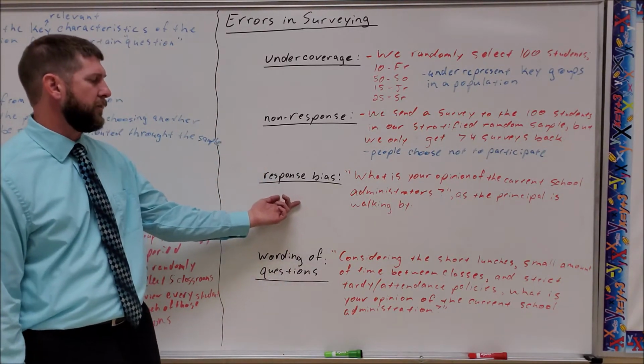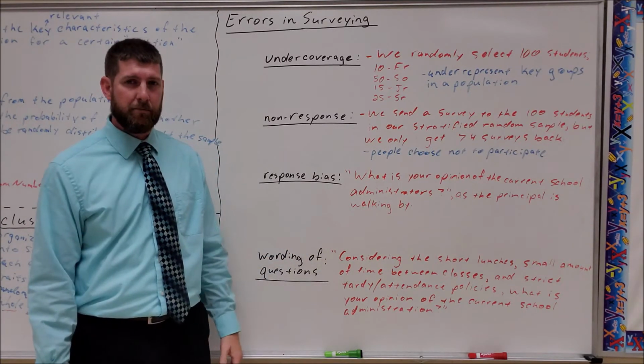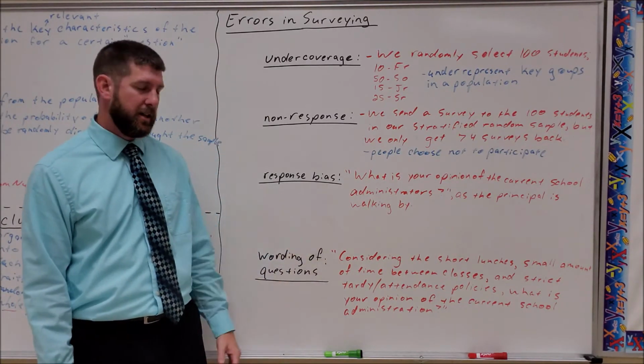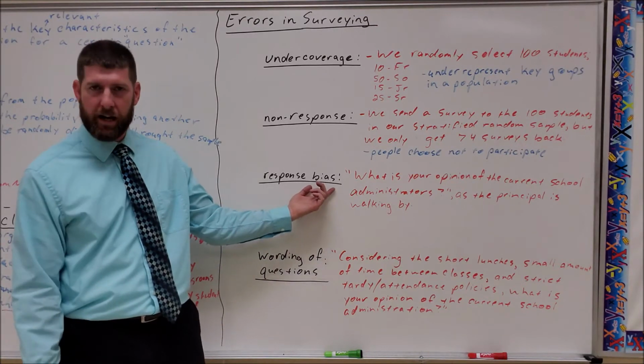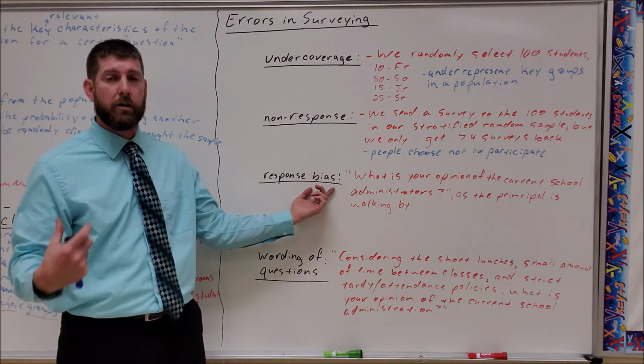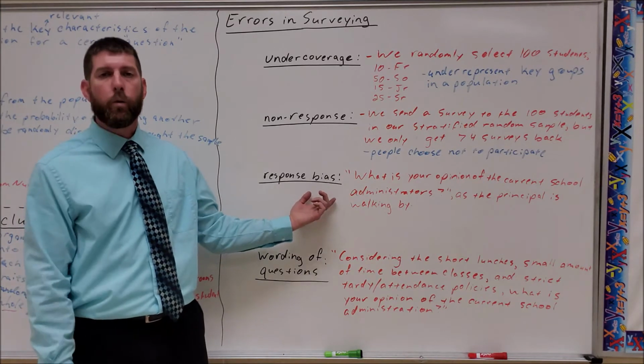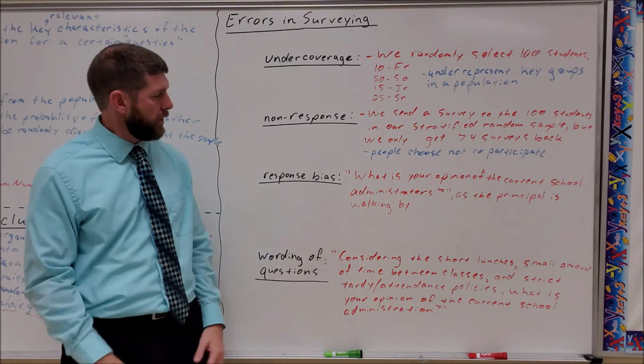All right, next we have something that we call response bias. What is response bias? So how can you have bias in your response? Well, think about what bias means. It means we're overestimating or underestimating what's going on in the population. We're not getting a good picture of what's going on.